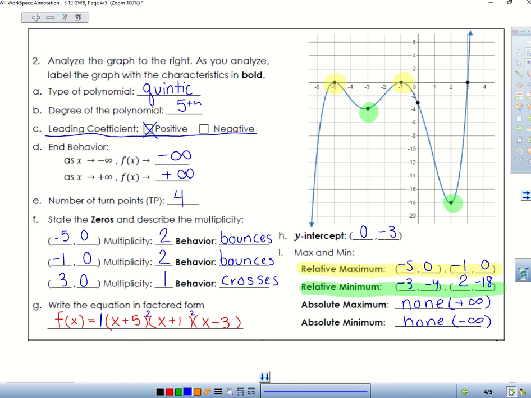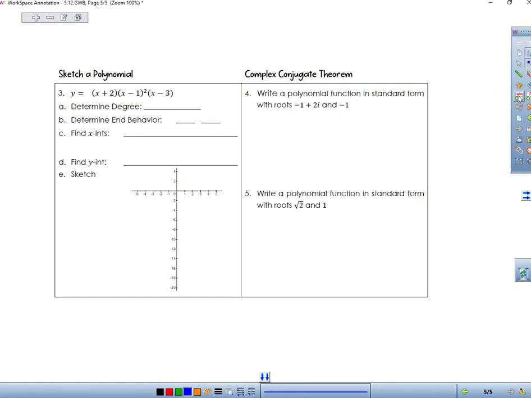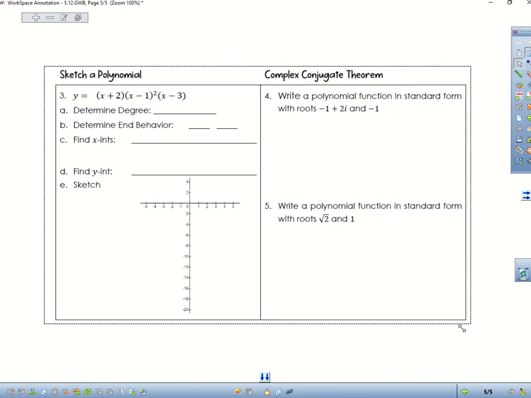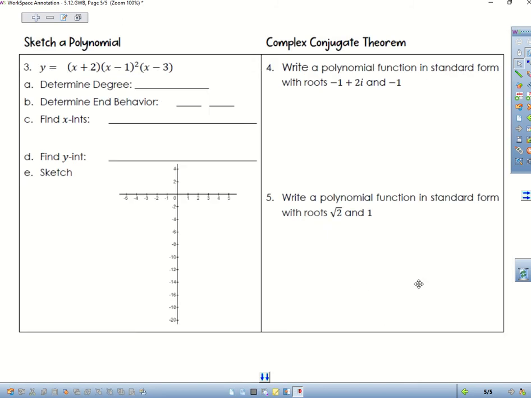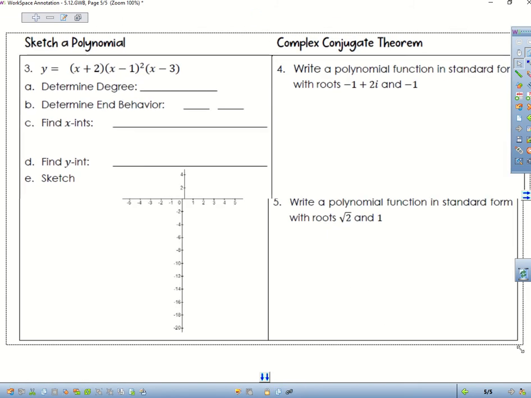Alright, it's time to do a sketch. Usually you like these. Alright, yeah, I think so.